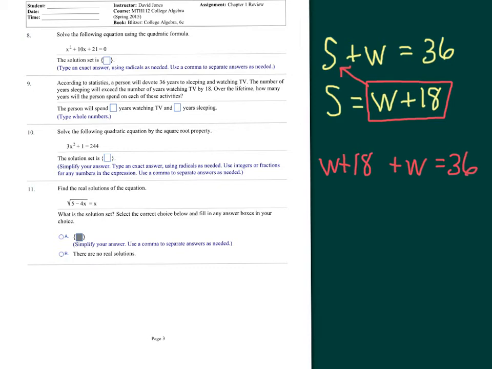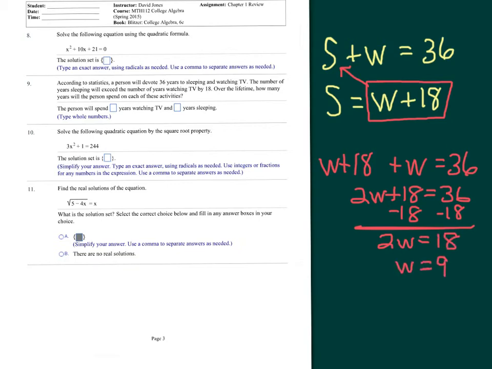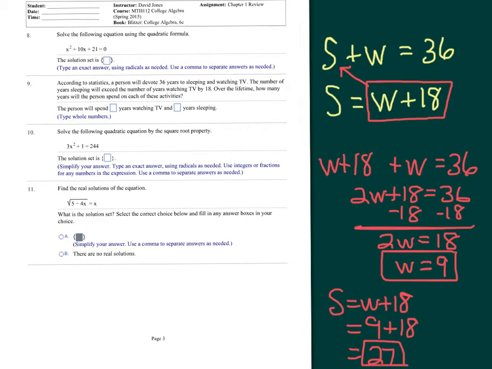So W plus 18 plus W equals 36, and then we'll solve that, put the W's together. We've got 2W plus 18 equals 36, subtract 18. 2W equals 18, divide by 2, W equals 9. Okay, so if W equals 9, and we know that S equals W plus 18, then S must equal 9 plus 18, which equals 27. So S is equal to 27, and W is equal to 9.